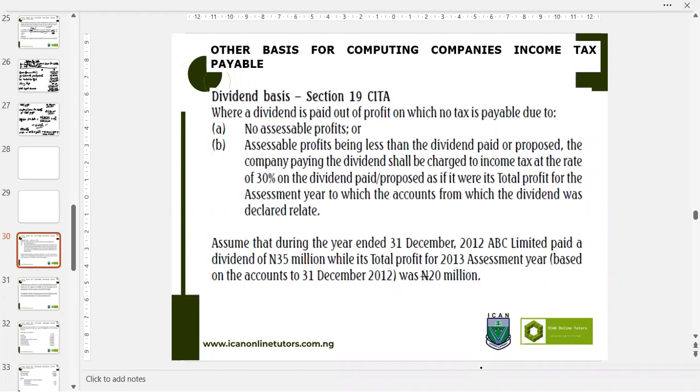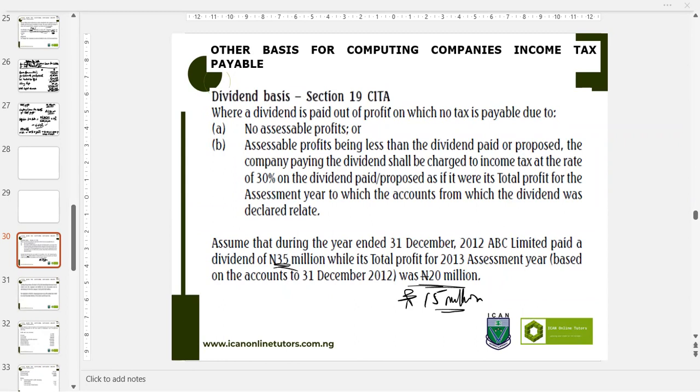Assume that during the year ended 31st December 2012, ABC Limited paid a dividend of 35 million naira, while its total profit for the 2013 assessment year, based on the accounts to 31st December 2012, was 20 million naira. It is common sense. You are paying a dividend of 35 million naira when your profit for the year is 20 million naira. So where do you get the remaining 15 million naira from? I hope you are following. It is something an ordinary person will ask.